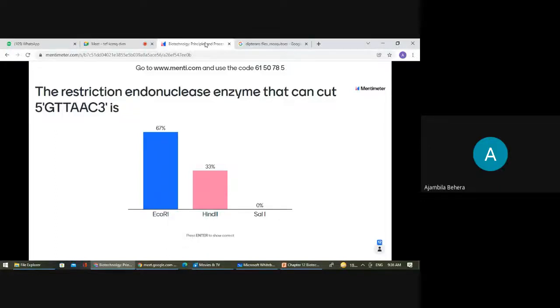Asked to give the quiz. The first question here: you can find the restriction endonuclease enzyme that can cut 5' GTT AAC 3'.